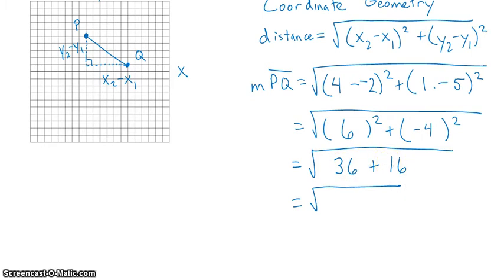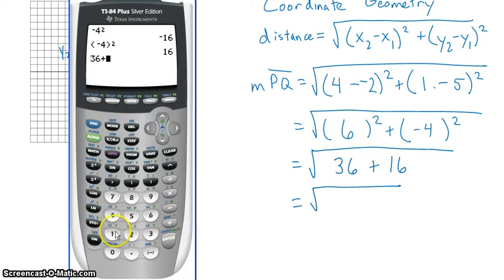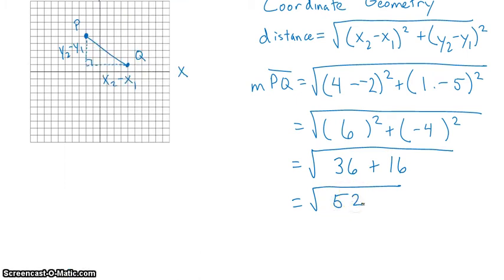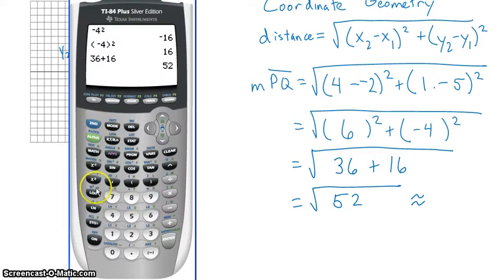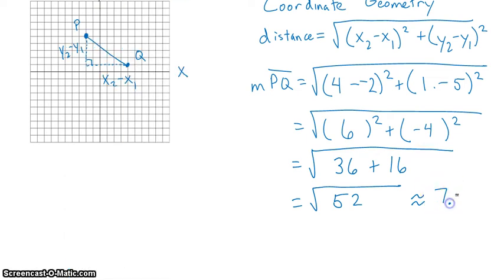36 plus 16, and the square root of 52 is approximately 7.2. The measure of PQ is exactly the square root of 52 long, and it's approximately 7.2.